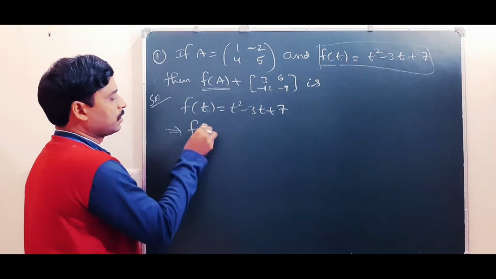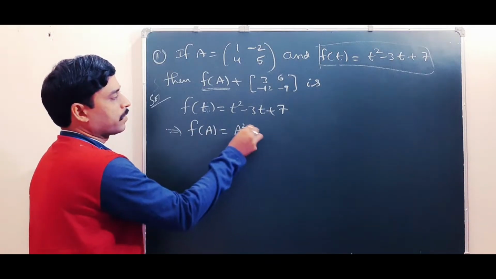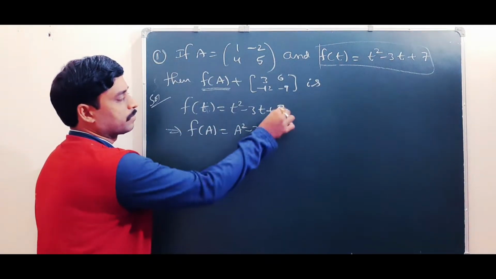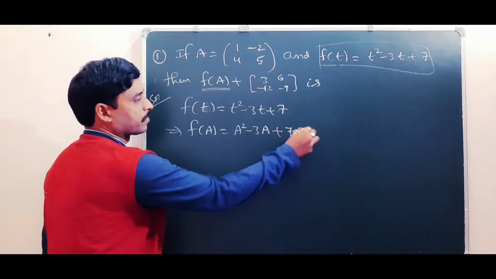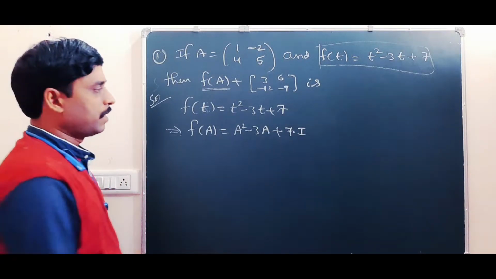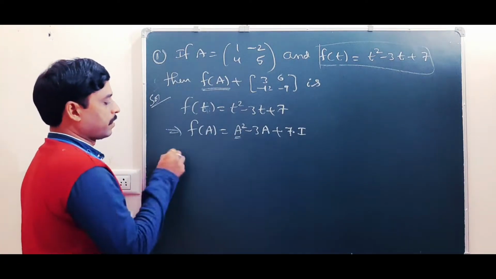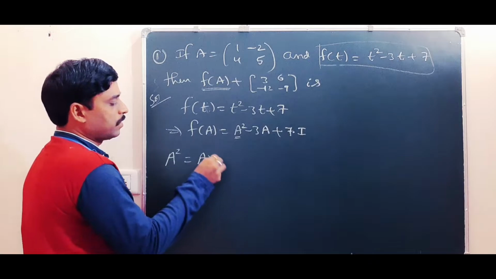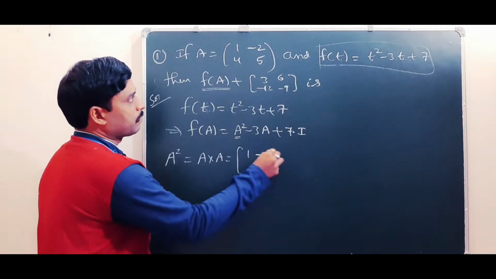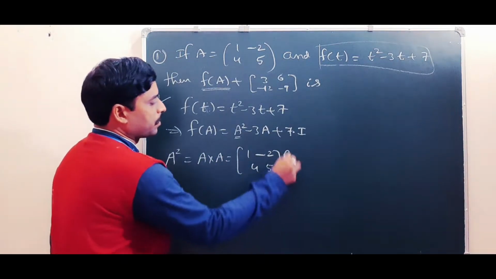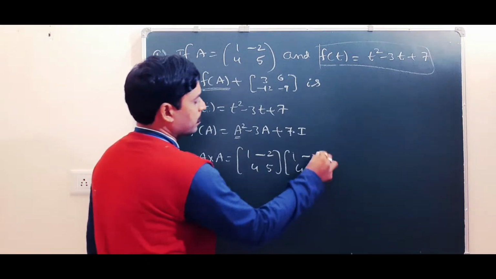Therefore f of A is equal to A square minus 3A plus 7 into I. In matrix form, write 7 into I. First we have to find A square. So A square is equal to A into A. What is A given? 1, minus 2, 4, 5 into 1, minus 2, 4, 5.